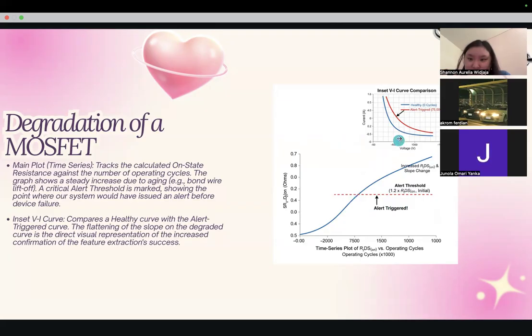And then the inset VI curve comparison compares a healthy curve with the alert triggered curve. As you can see, the alert triggered curve is the red line and the healthy one is the blue line. The flattening of the slope down here on the degraded curve is a direct visual representation of the increased resistance, confirming the feature extraction's success.